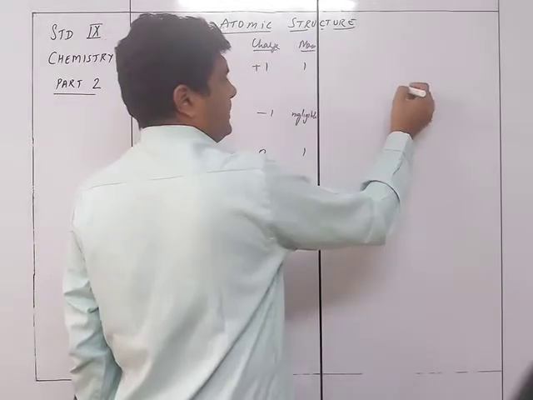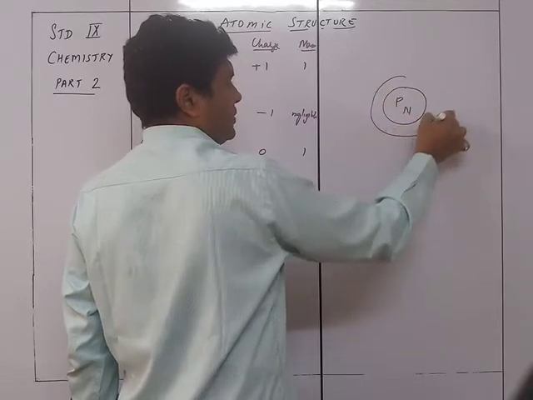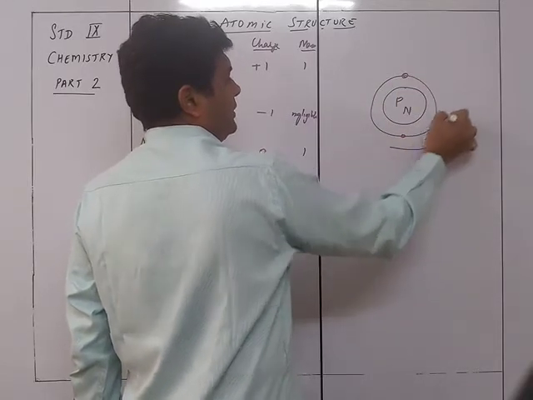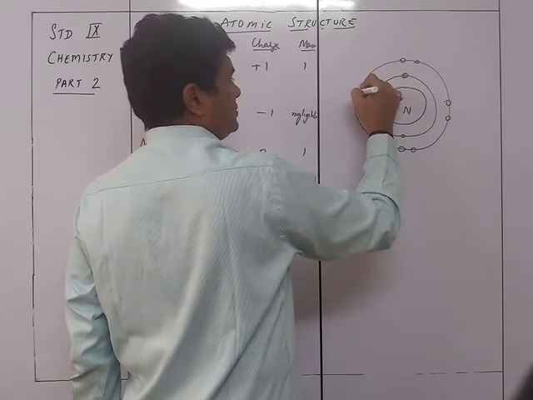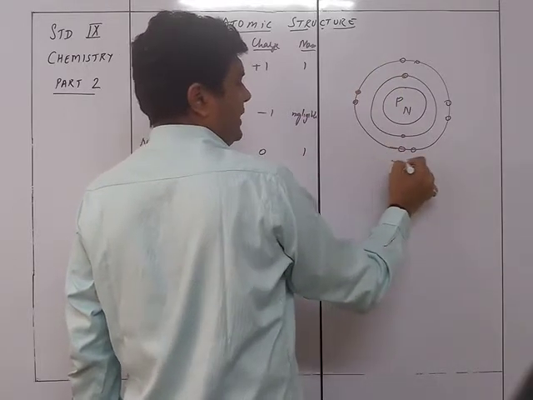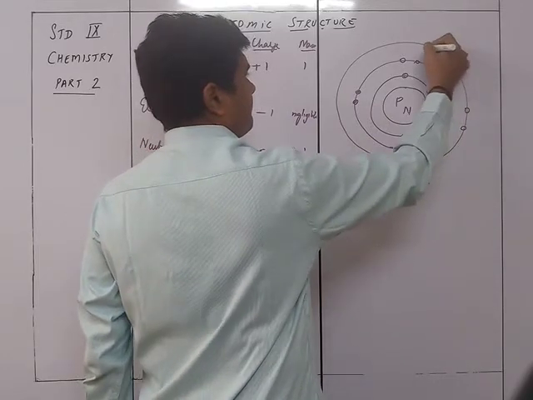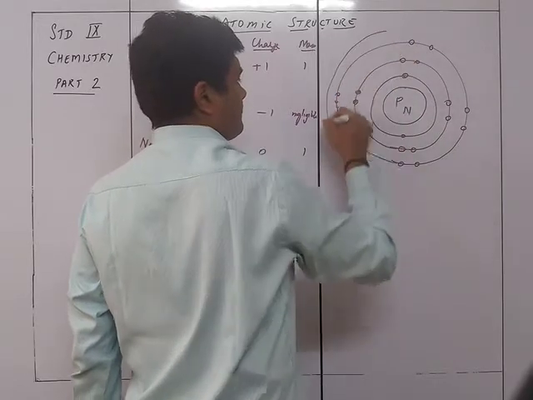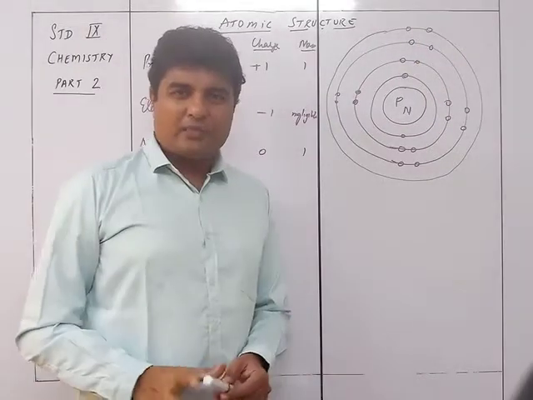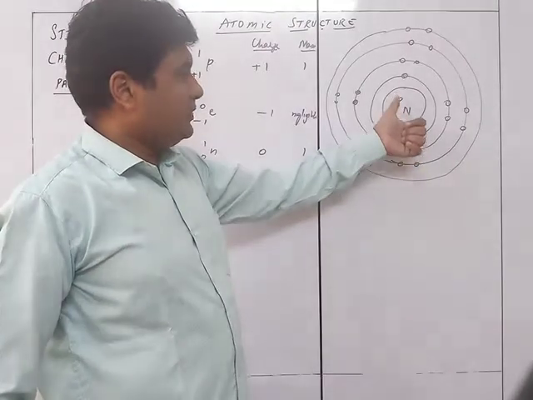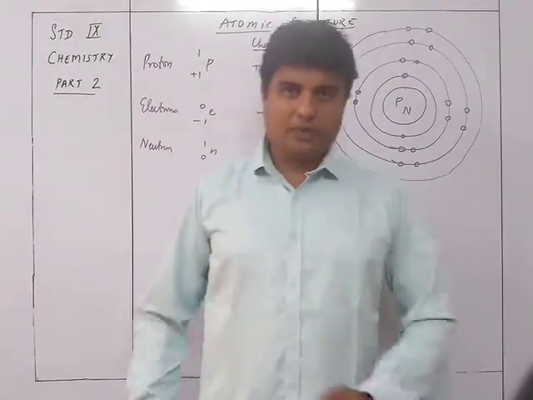Where are they present? They are present in this way. The nucleus contains the protons and the neutrons, and the electrons are present in energy shells or orbits, which are drawn like this. The circles which I am marking here are the electrons. So this is a typical example of an atomic structure, where the nucleus is the center which contains the protons and neutrons, and the electrons are revolving in the energy shells of the atom.